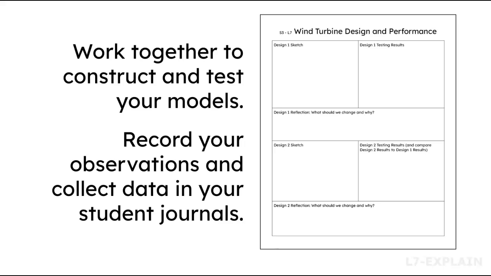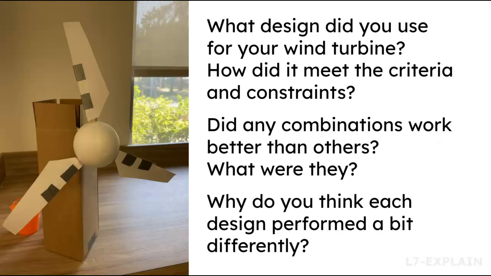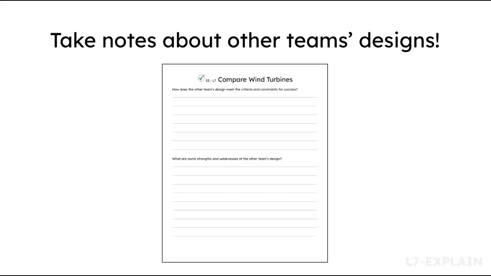In the Explain, you'll have student groups work together to construct and test their models. You'll provide time for students to complete at least one test and have them work using the Wind Turbine Design and Performance student journal page to record their observations and collect data as they test their first designs. Students can present their wind turbine solutions or do a gallery walk to compare solutions. Then you'll bring students together and have them share findings from testing their designs. You'll then have students complete the Compare Wind Turbines student journal page to take notes about other teams' designs.